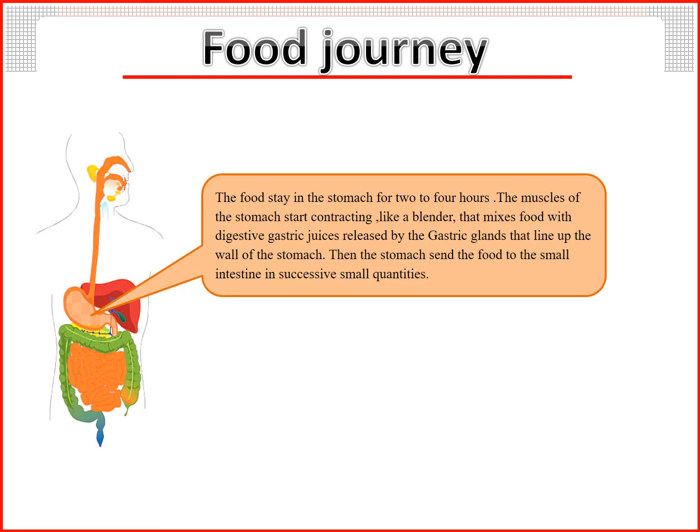The food stays in the stomach for 2 to 4 hours. The muscles of the stomach start contracting like a blender that mixes food with the digestive gastric juices released by the gastric glands that line up the wall of the stomach. Then the stomach sends the food to the small intestine in successive small quantities.